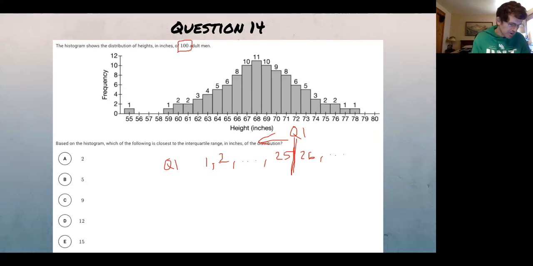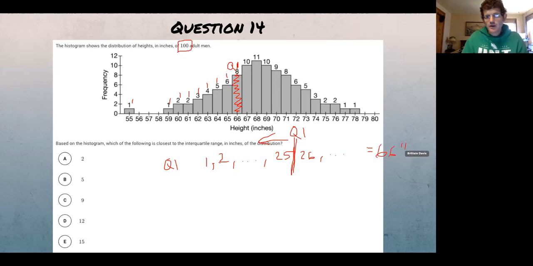So here's 1, 2, 3, 4, 5, 6, 9, 13, 18, 24. And then that's going to put the Q1, I'll just put Q1 right here. Q1 is going to live somewhere in this bin. I don't know. Well, it's going to be 66 inches, right? So Q1 is going to be 66 inches.